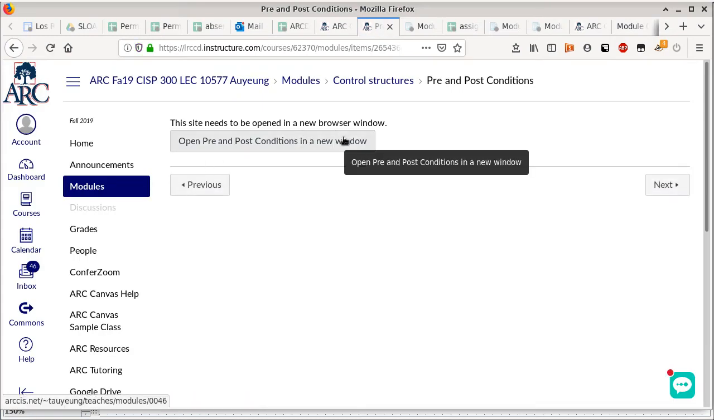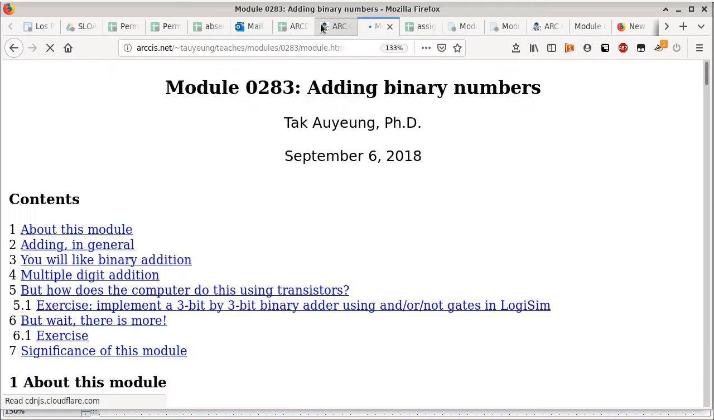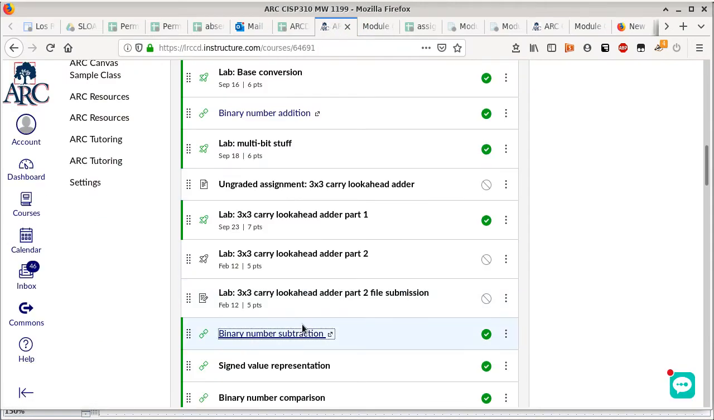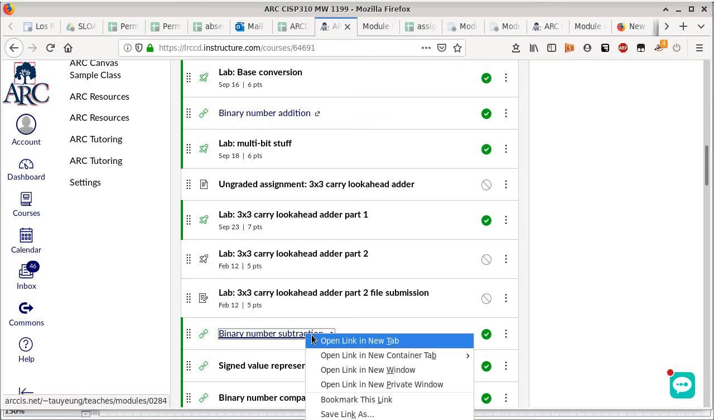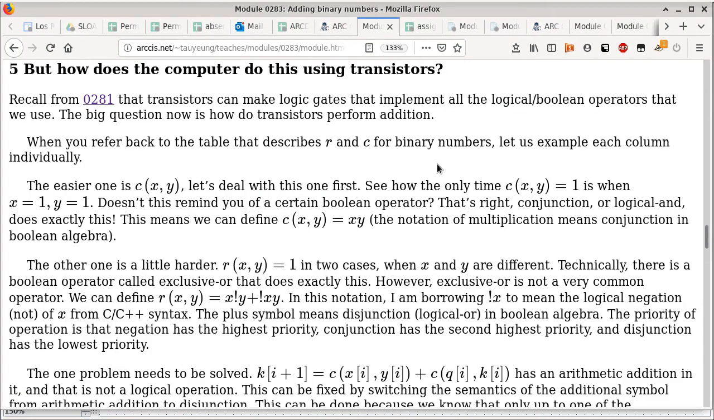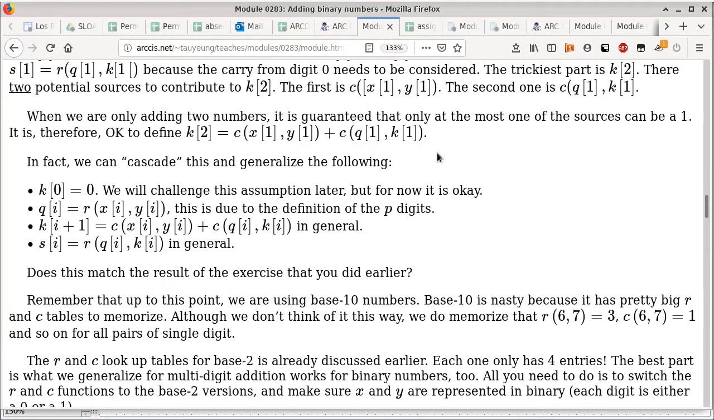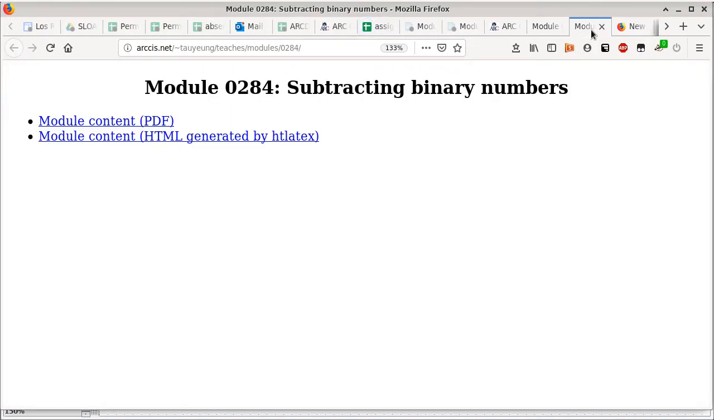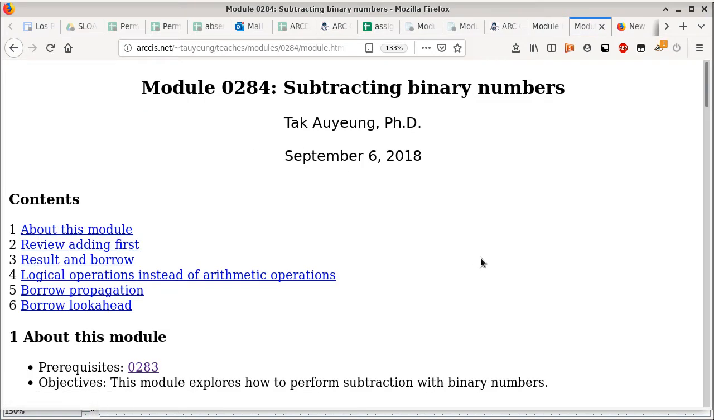And that's not what I want. Binary subtraction. I don't know where you put the module. Okay, there we go. Maybe not. I think it opened it up somewhere. Yep, there we go. Okay, so binary subtraction is all the way over here.